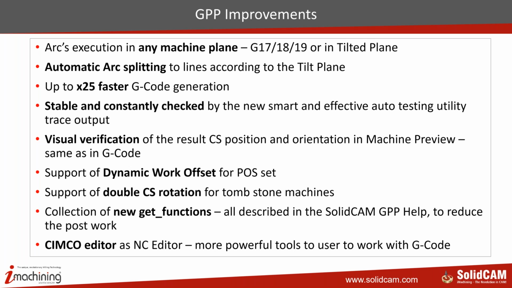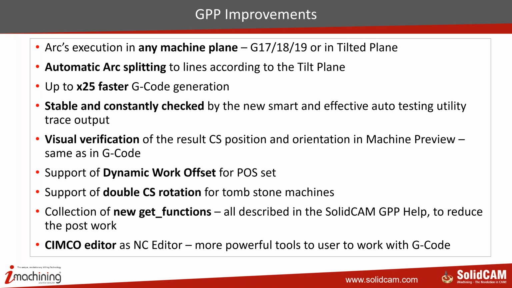G-code generation became up to 25 times faster than the previous version. It's working very, very fast. We designed a special, effective testing utility to make our post output have zero bugs. Today's target: no bugs in G-code. Not one per month, not one per year, zero. This smart utility tests our output constantly, every day, and each bug that can appear we will automatically find and fix.